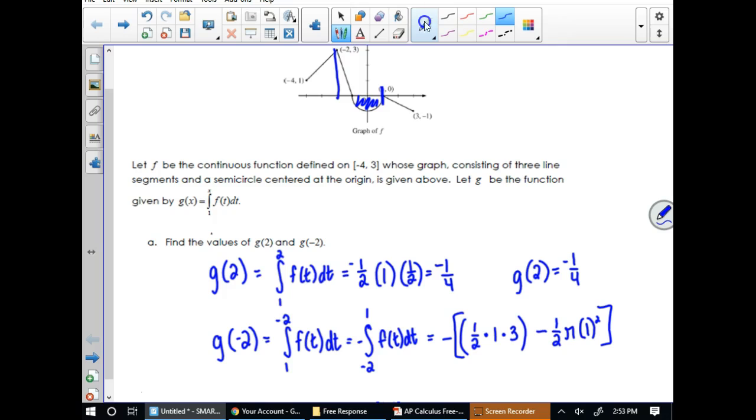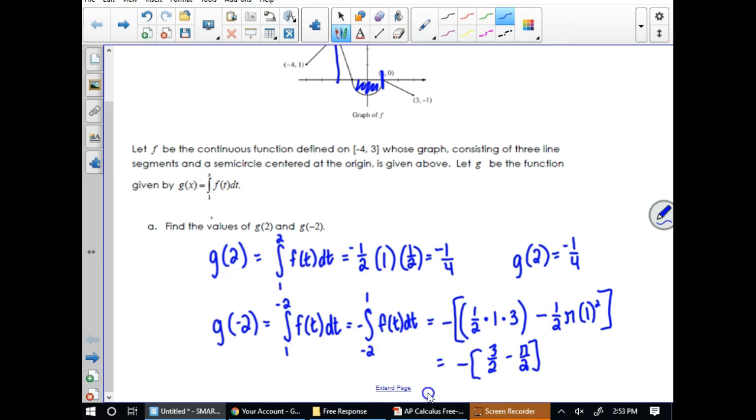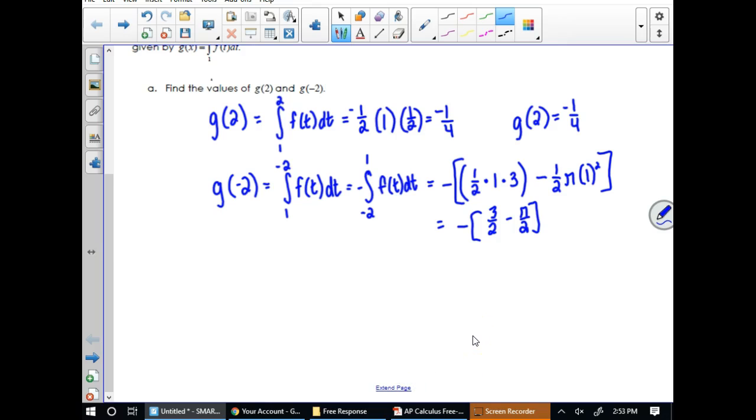But now remember, it's the opposite of this, so we're going to have negative, and then we'll have 3/2 minus pi over 2, but you could leave it like this if you want, or you could distribute that negative, where you get negative 3 plus pi, and I'm just going to put this all over 2. So you can leave it like this, or you could even do this, pi minus 3 over 2. Any of those are accepted.